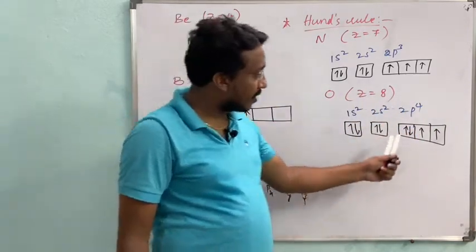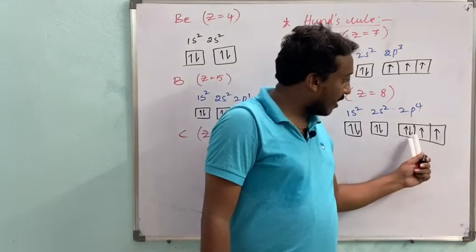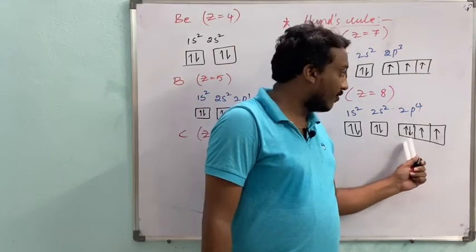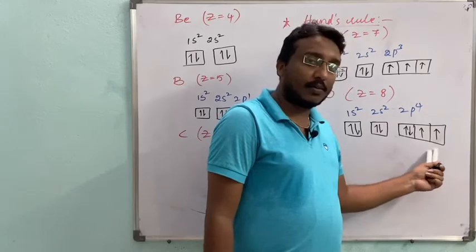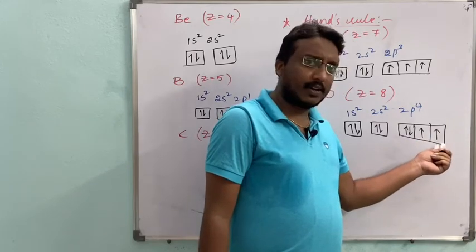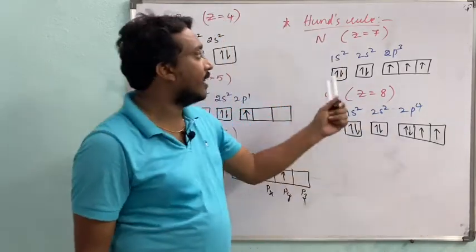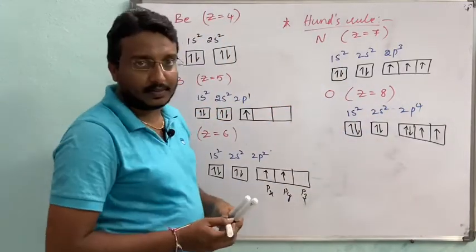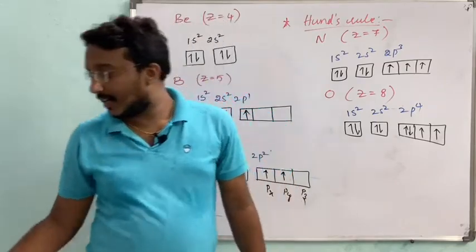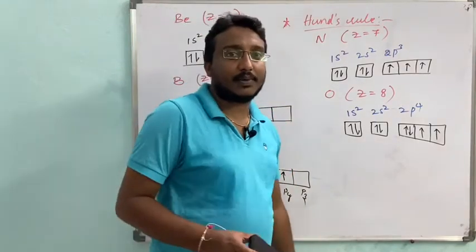Got it? From here we started filling 1 electron, no? Then after all the degenerate orbitals have 1 electron, the next electron starts pairing. Got it? This is given by Hund's rule. Got it? Right. Here I will give some more examples.